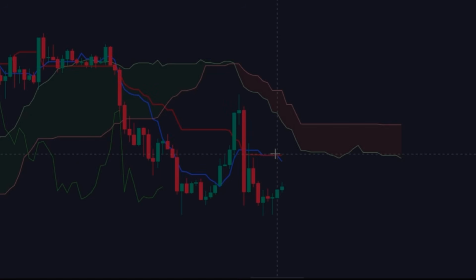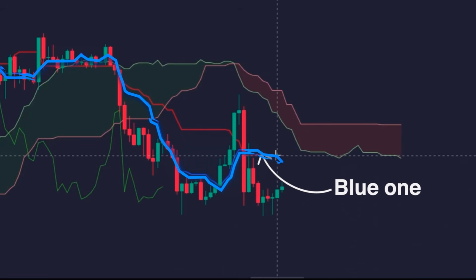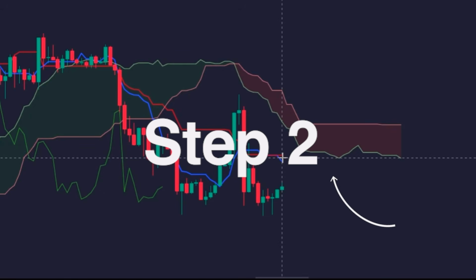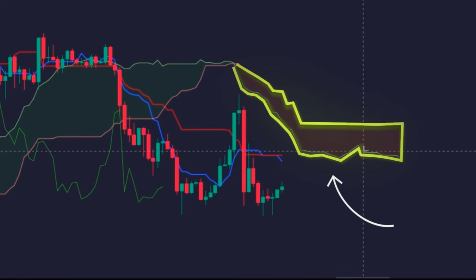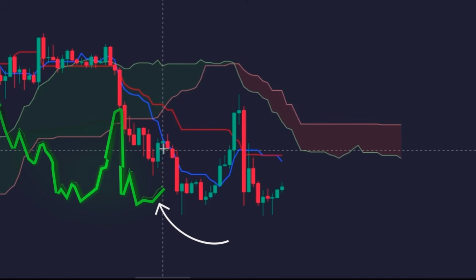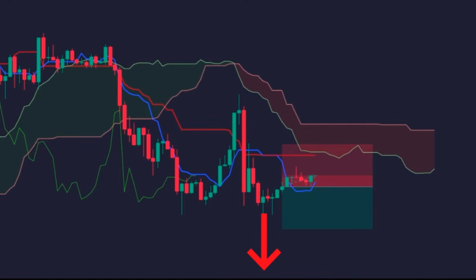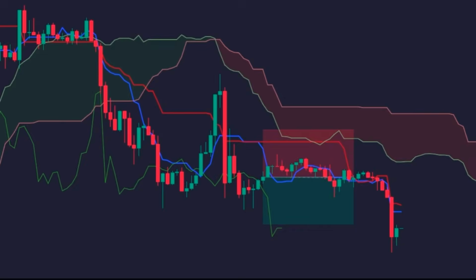Now, the exact same logic works for short positions, but in reverse. Step 1, the conversion line must cross below the baseline. Step 2, price must be below the cloud. And step number 3, the lagging span must be below the price from 26 periods ago, so below this candle. When all 3 happen together, we have a valid short entry.